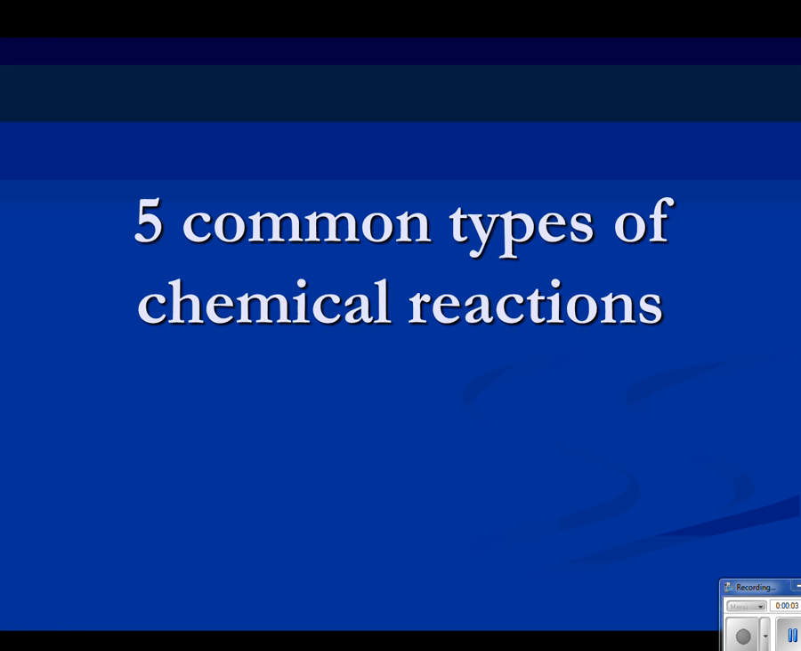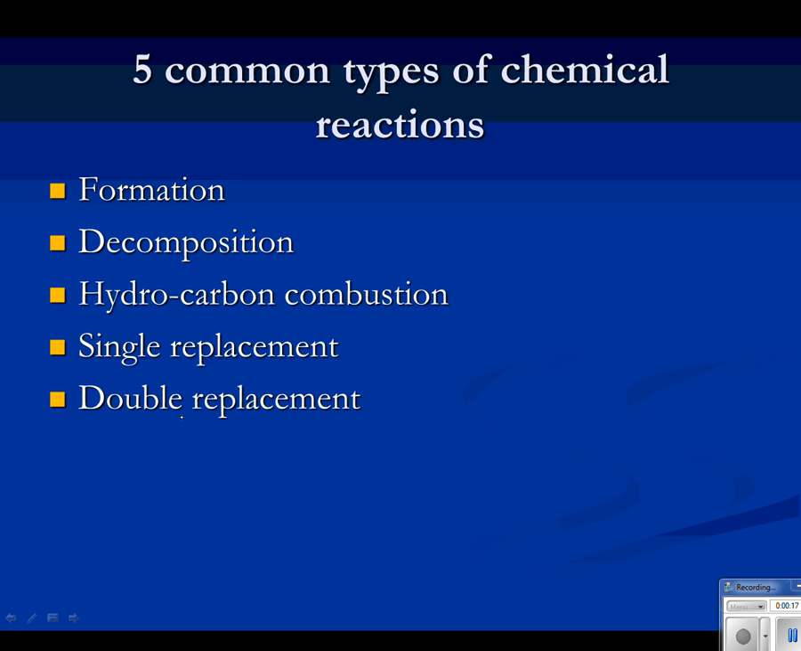In today's lesson, we're going to talk about 5 common types of chemical reactions. So this is building off of us naming reactions and building formulas, and we're going to actually be able to identify what type of formula we have. So the 5 common types of chemical reactions are formation, decomposition, hydrocarbon combustion, single replacement, and double replacement. And I'll go into more detail and provide examples on the next few slides.